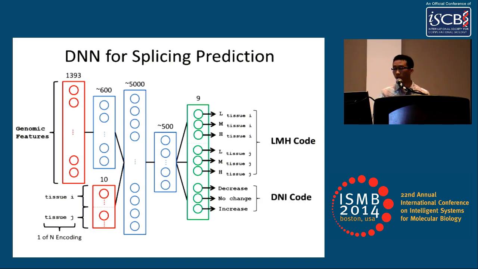For the remainder of this talk, I'll describe this code as the low, medium, high code, and the DNI, decrease, no change, increase code. And you might wonder, why do we even need the DNI code? Because yes, you can just use the low, medium, high code and look at the difference between the splicing pattern there for the 2 tissues. But we find that it improves our performance a little bit, and so we included it in this model.